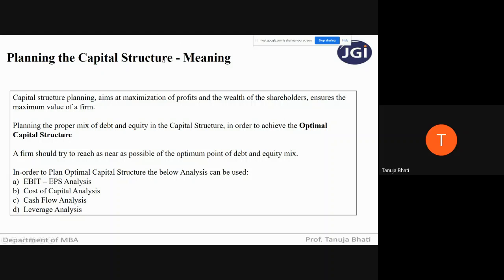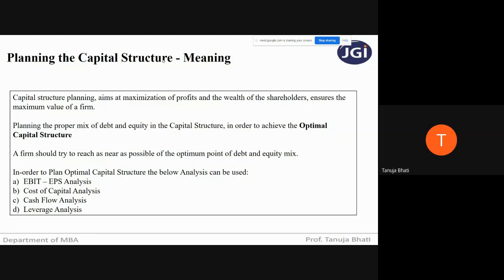Now, to build up its capital structure, it has to do planning, right? It has to plan what mix should I take? Should I take equity and debentures? Should I take equity, preference and debentures? Should I raise the finance with preference and debentures? Should it raise the finance with only debentures and term loans?